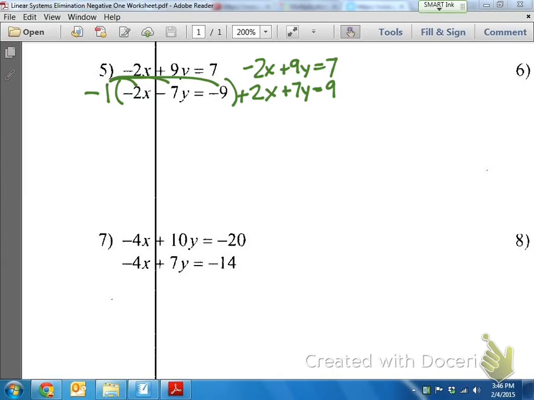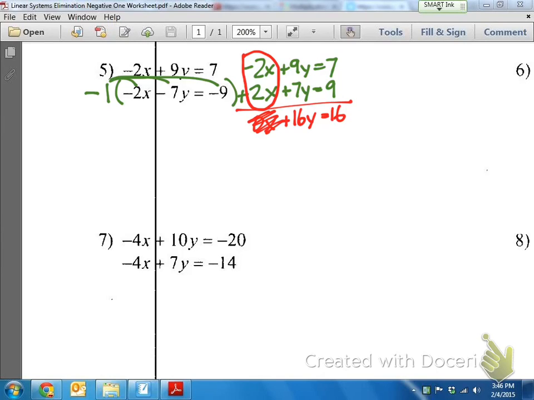So now I have my inverses perfect. Negative 2x and positive 2x. So we add these equations together. We get 0x. 9 plus 7 is 16y. And 7 plus 9 is 16. So x has been eliminated. And so you can change the problem so that you can eliminate. So you have to make sure they're inverses. So we made the x's inverses. So negative 2 and positive 2 are inverses. You can manipulate the problem so that the variables will cancel out.